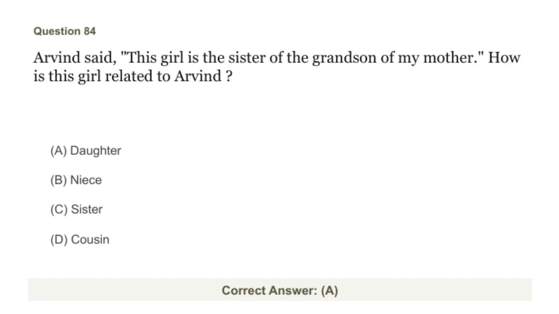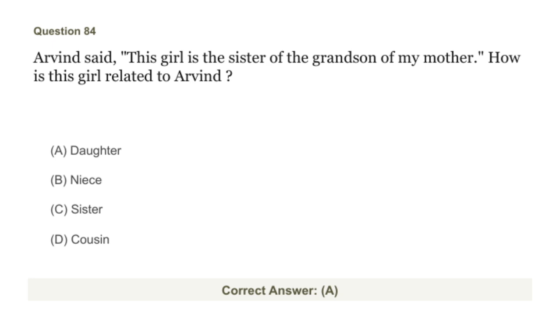Let's analyze this question carefully. Arvind says, "This girl is the sister of the grandson of my mother." Now, the key here is to understand the relationships involved. The grandson of Arvind's mother could be Arvind himself or one of his siblings' children. Since the girl is the sister of that grandson, she must be a daughter of Arvind's child or sibling. In simpler terms, if we consider the grandson as Arvind's son, then the girl would be his daughter. Alternatively, if the grandson is a nephew, then the girl would be his niece.